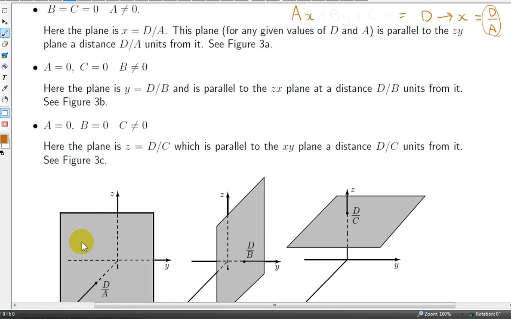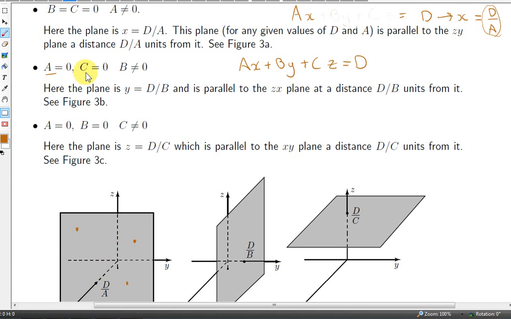So all the x values in the plane for any point are the same. So, for example, if we take this point here, its x value is going to be d over a. The x value of this point is also going to be d over a. So all points in the plane have the property that their x value is a constant, it's a fixed value. So this is a plane that cuts the x-axis at d over a and is parallel to the zy plane.